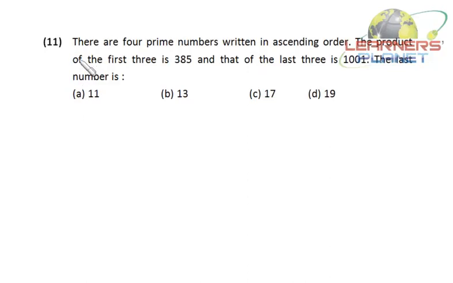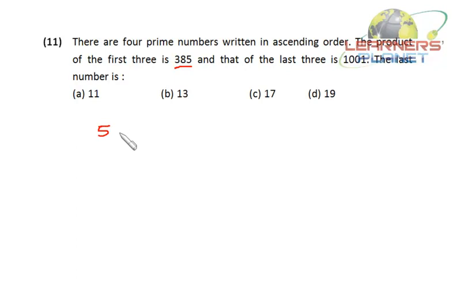Now let's see this problem. There are 4 prime numbers written in ascending order. The product of the first 3 is 385 and that of the last 3 is 1001. What is the last number? Friends, we are having the number 385 over here, and 385 is a multiple of 5, and there is a single prime number 5 with us which can produce this number. Okay, so definitely 5 is the first choice.